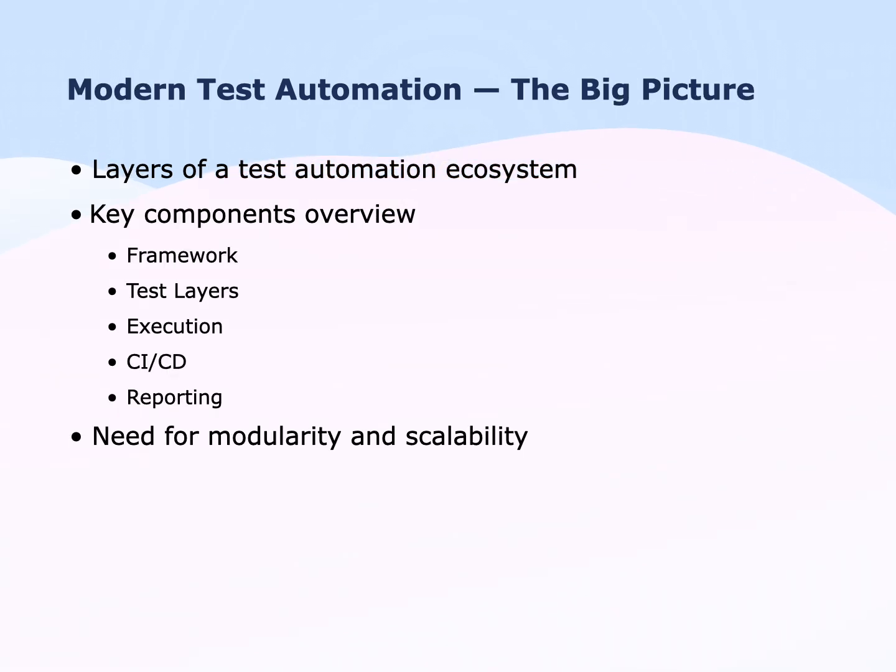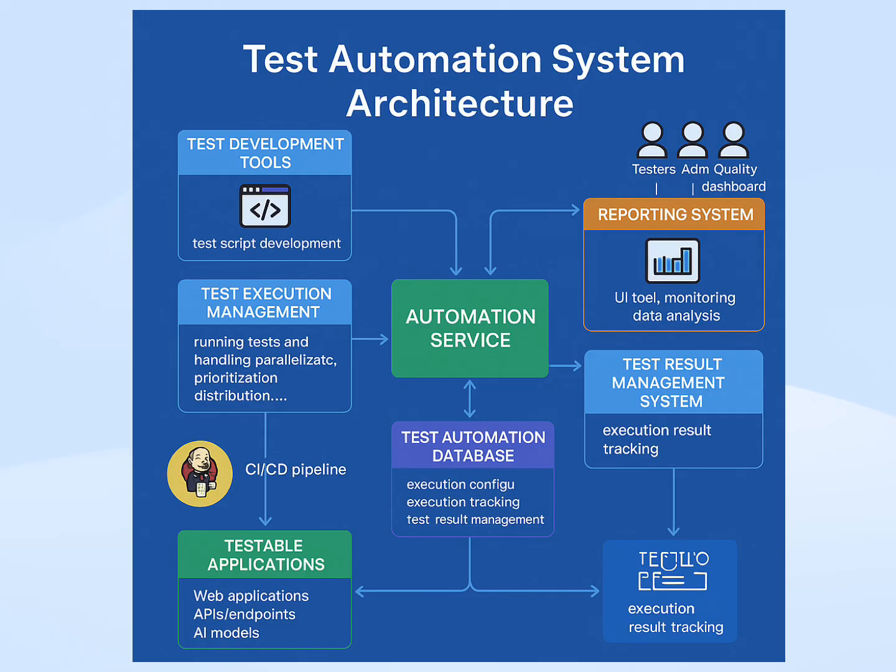Modern test automation systems have multiple layers: frameworks, structured test layers, execution environments, CI/CD integration, and reporting pipelines all work together. Building modular and scalable systems is essential for long-term success. Here's the high-level view of a complete automation system. Tests are automatically triggered, executed across scalable environments, and the results are reported visually and clearly. Every layer is connected to drive continuous feedback and quality.